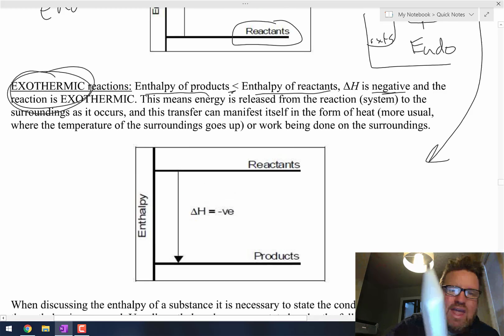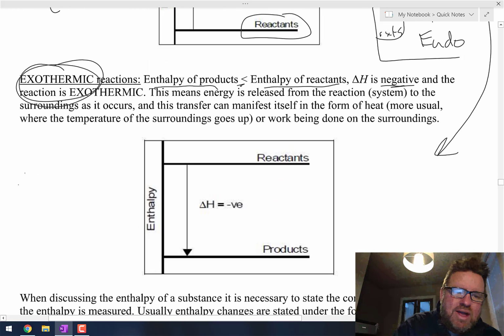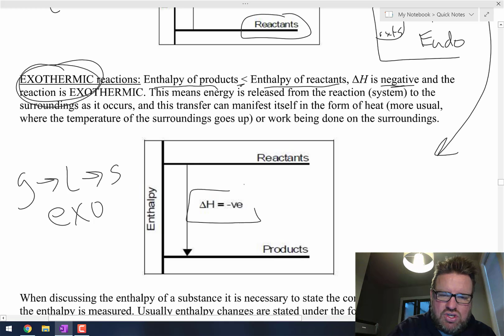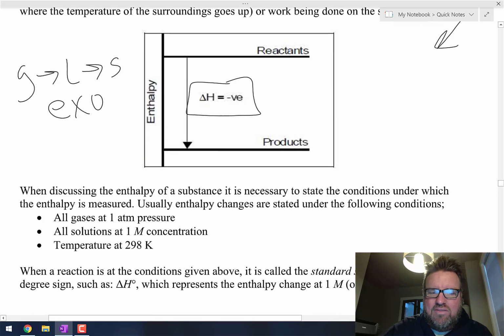Okay, and again, like up here, a gas to a liquid or a liquid back to a solid, those again are always, you have to lose energy or lose heat for that to happen. Delta H is a negative value.